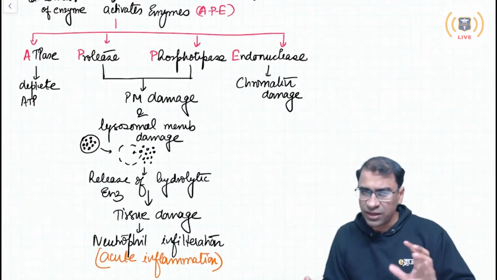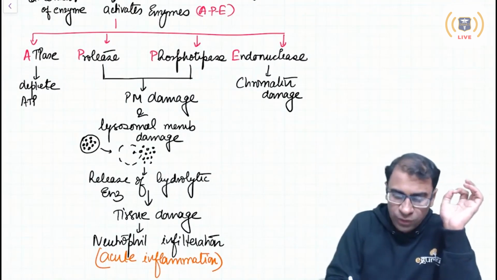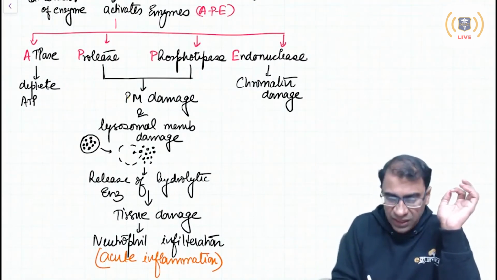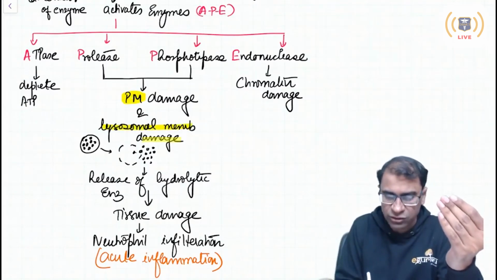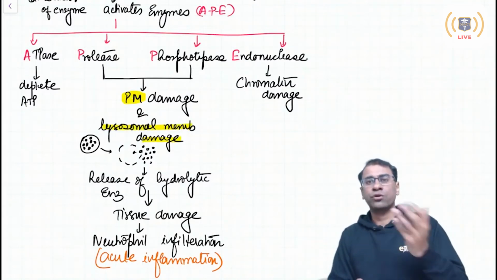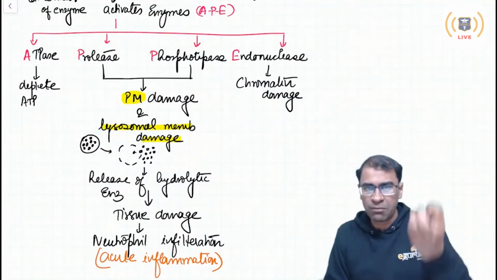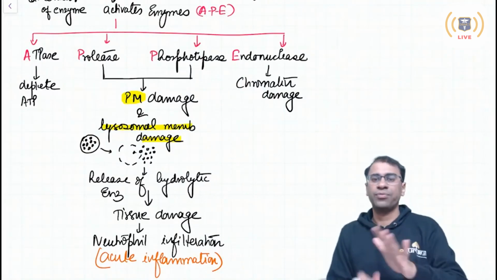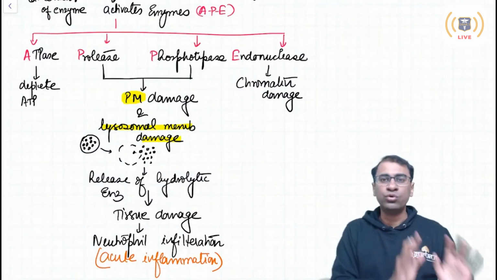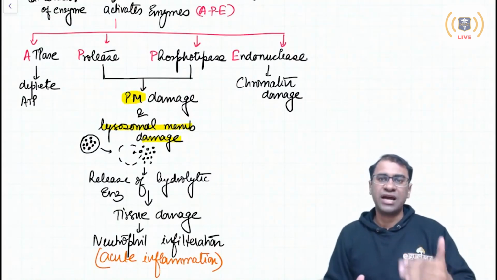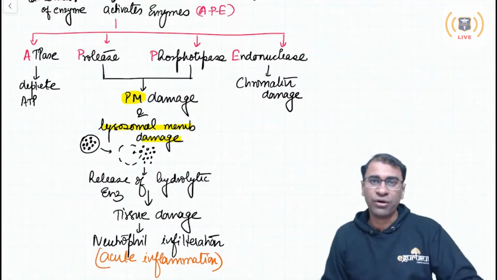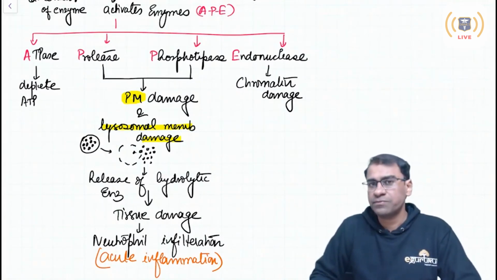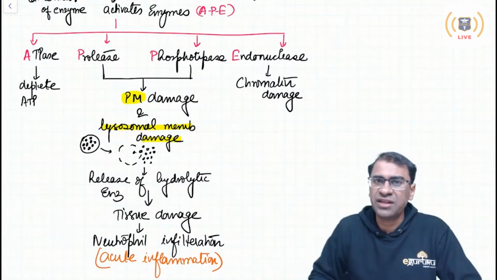Let's understand this again. Because of the protease and phospholipase action, the plasma membrane of a cell has been damaged, and inside it the lysosomal membrane has also been damaged. From the lysosomes, the hydrolytic enzymes have come out and damaged the entire tissue around. That tissue damage will cause neutrophil infiltration, which is called acute inflammation. So acute inflammation is an integral part of irreversible injury, that is necrosis.